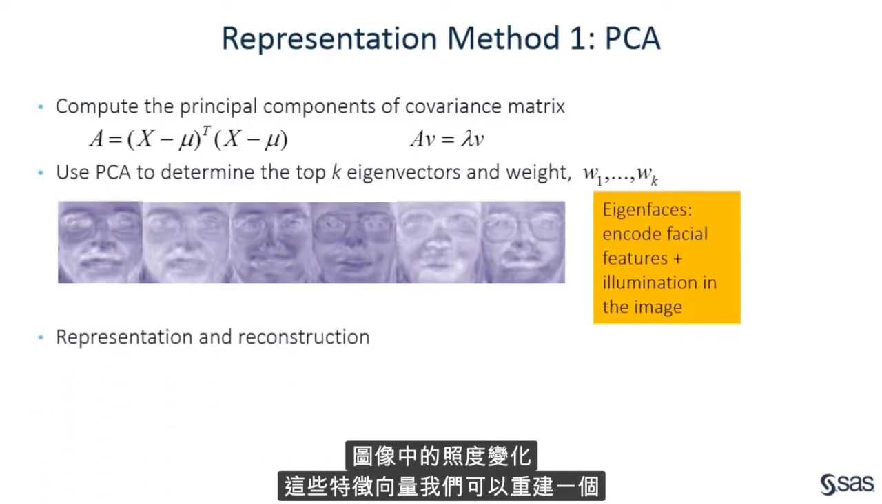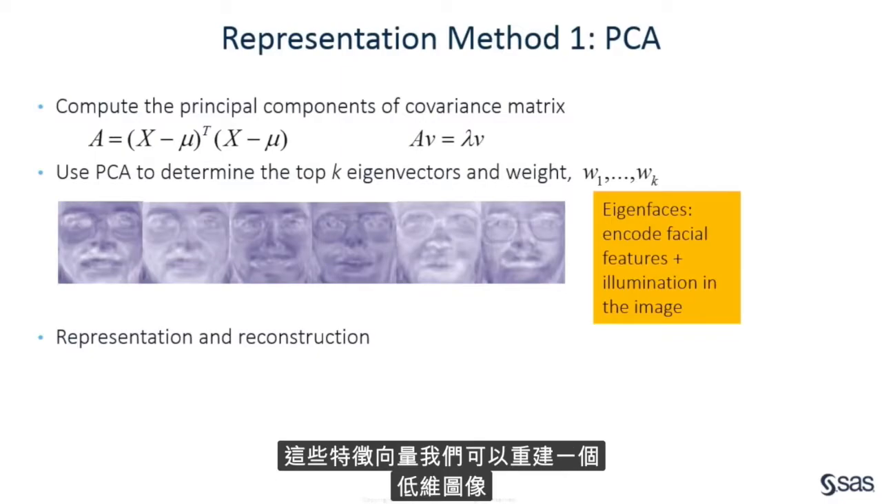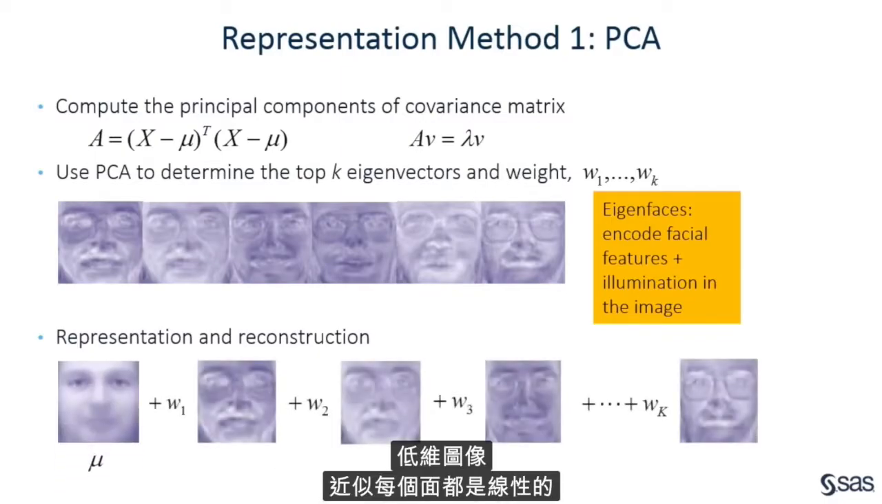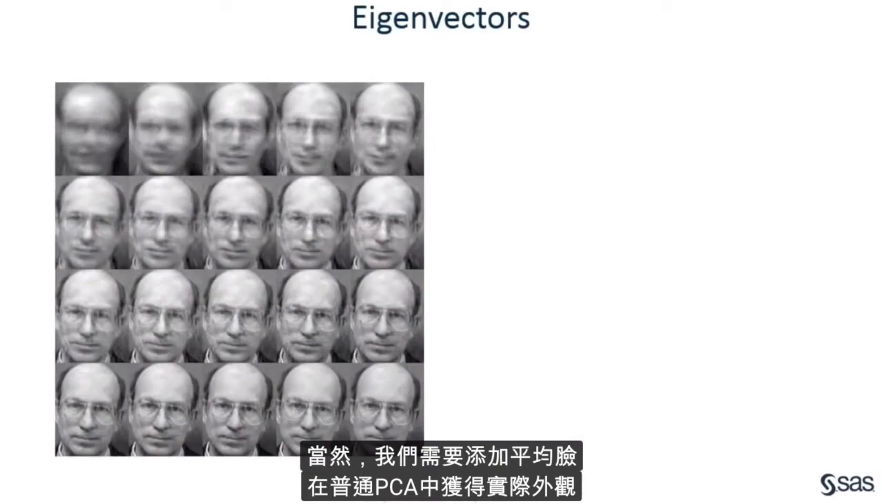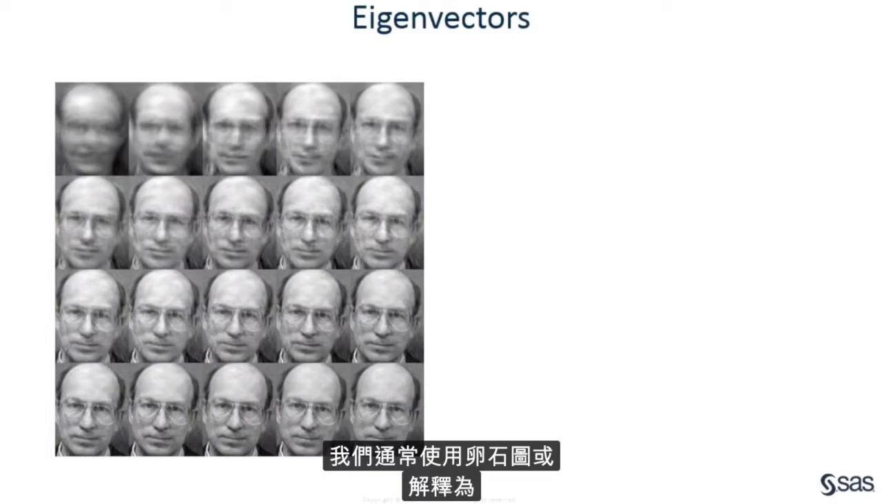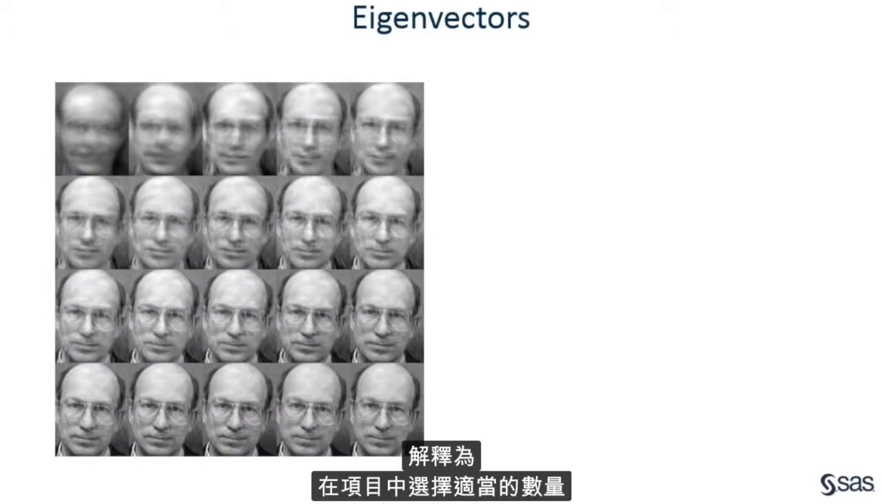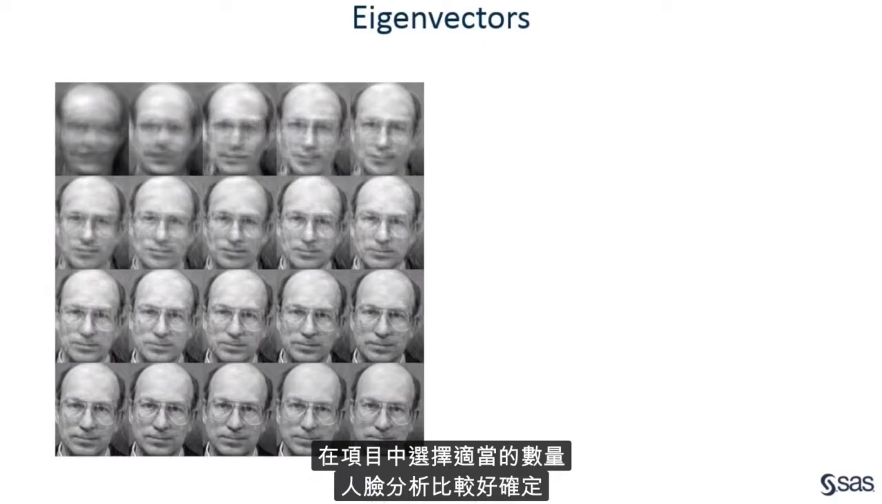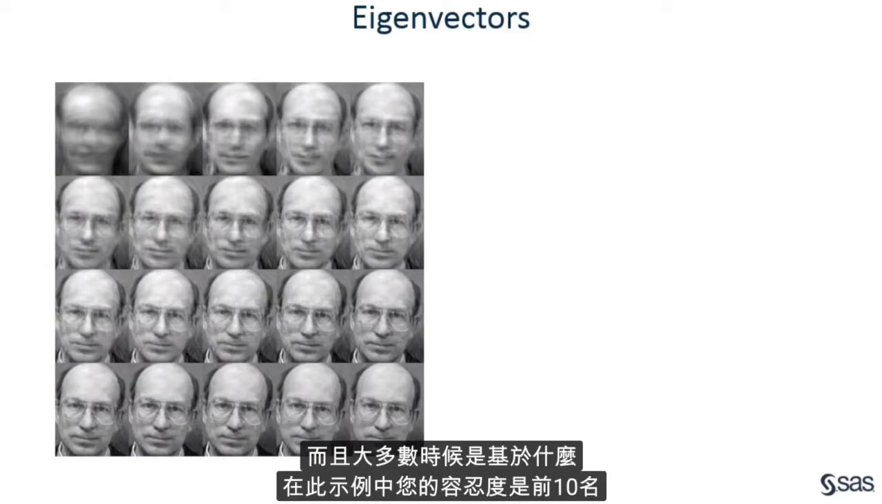With those eigenvectors, we can reconstruct an image from its lower dimensional approximation. Each face is a linear combination of the chosen eigenfaces multiplied by corresponding weights, and of course, we need to add the mean face back to get the actual look. In normal PCA, we usually use a scree plot or proportion of variance explained to select the proper number of PCs. In eigenface analysis, it is better to determine it through evaluating those reconstructed images based on whether they are face-like, and also most of the time based on what your tolerance is.